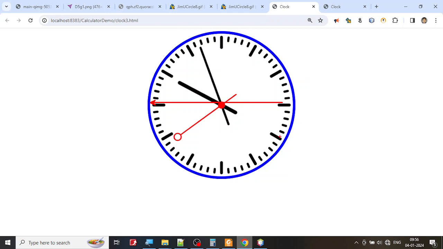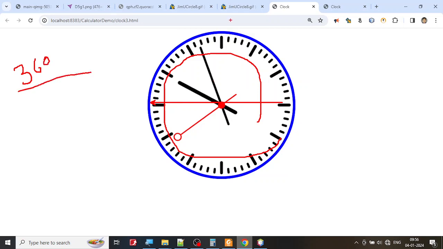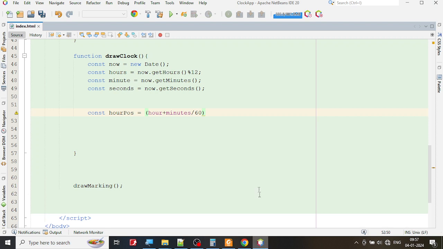Now in the entire circle, how many degrees are there? You know very well, 360 degrees are there. How many markings are there? You know very well: 1 o'clock, 2 o'clock, 3 o'clock, up to 12 o'clock. Divided by 12. So 360 divided by 12, what is the answer you are going to get?